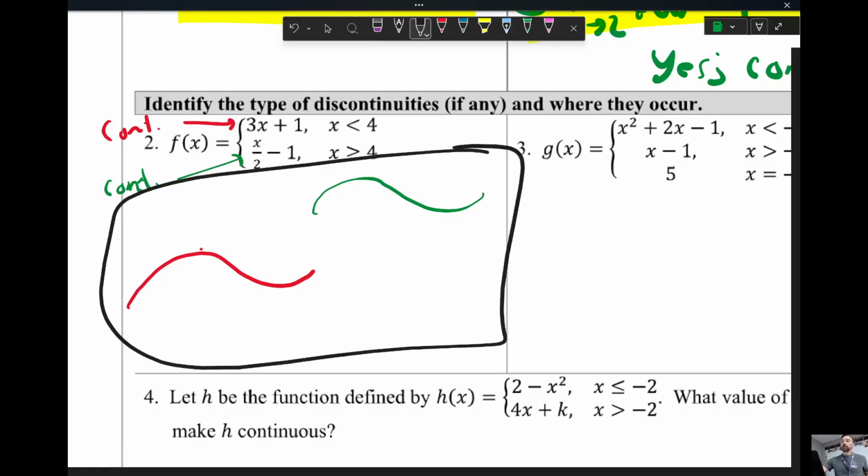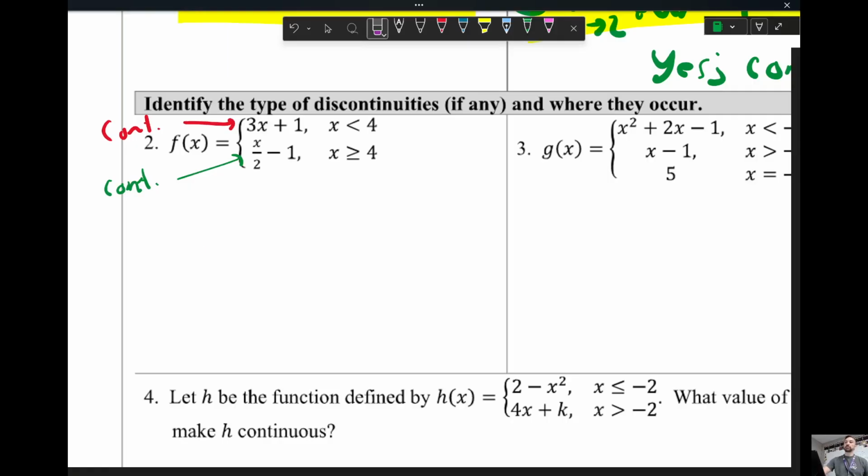Okay, what could I do to this red piece to make it continuous? Connect it to the green one. Okay, connect it where? You need this point to be up here, right? So the end of the first piece needs to be the beginning of the second piece. You need these to be connected, right? So that's really all we're going to be doing.